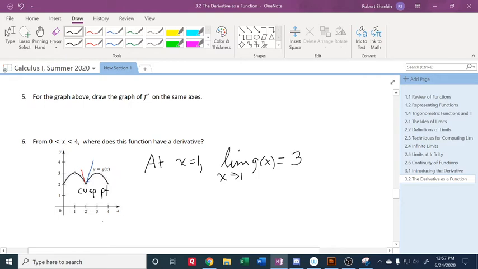Because as I get closer and closer to 1 in here, we get closer and closer to a height of 3. Just, you're not allowed to get to that destination. So, if the limit exists at x equal 1, does the derivative exist at x equal 1? Does anybody have an opinion about that?